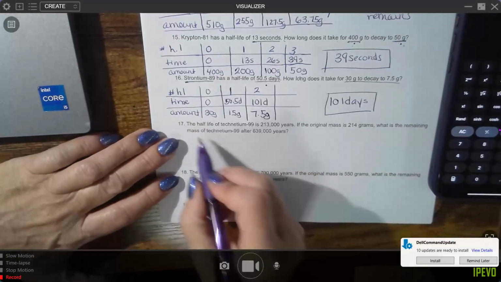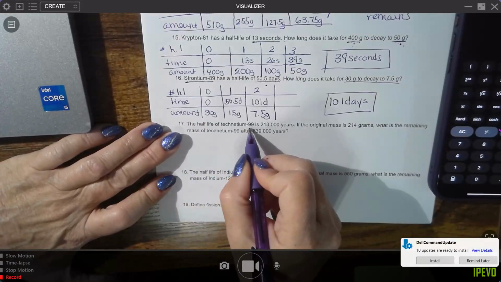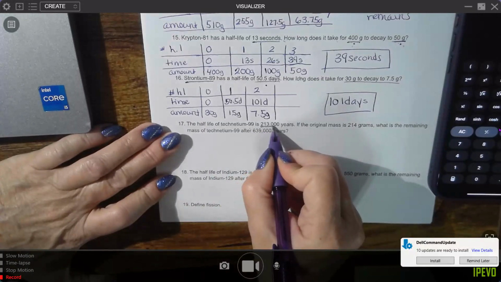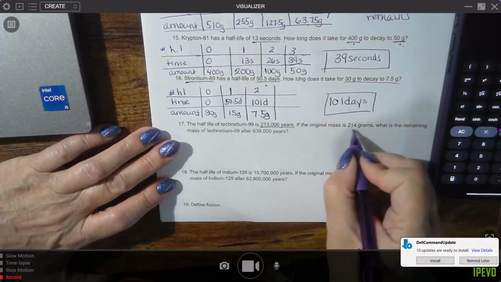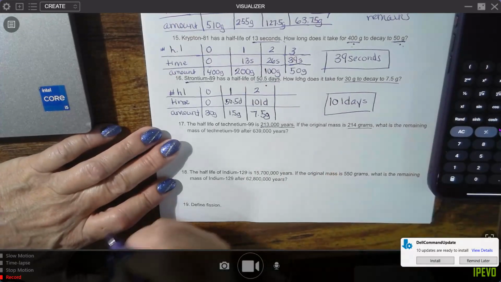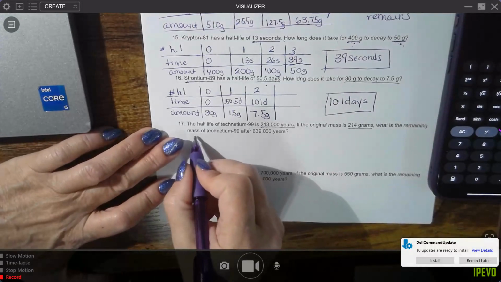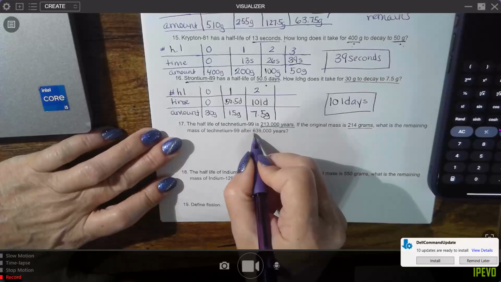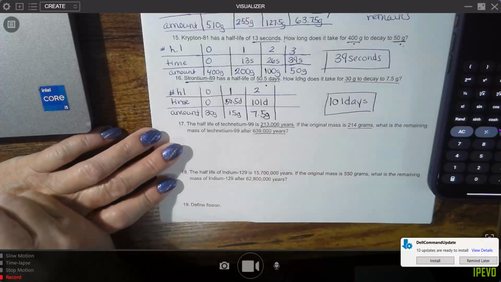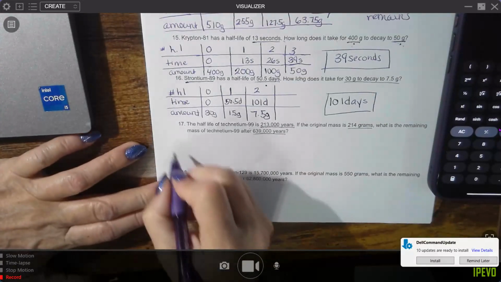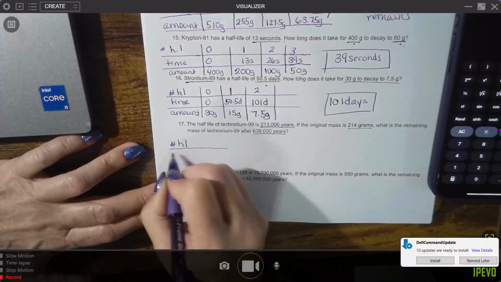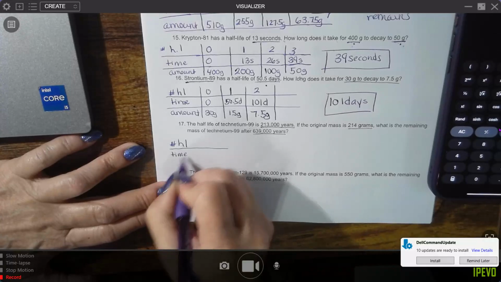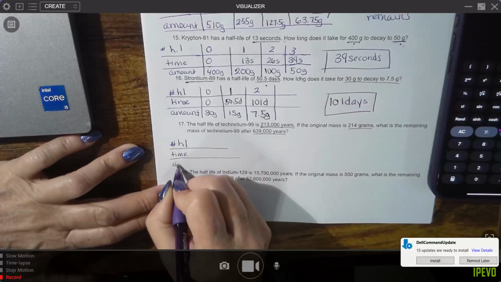Number 17, the half-life of technetium-99 is 213,000 years. If the original mass is 214 grams, what is the remaining mass of technetium after 639,000 years? Okay, so let's set up our table: half-lives, time, amount.